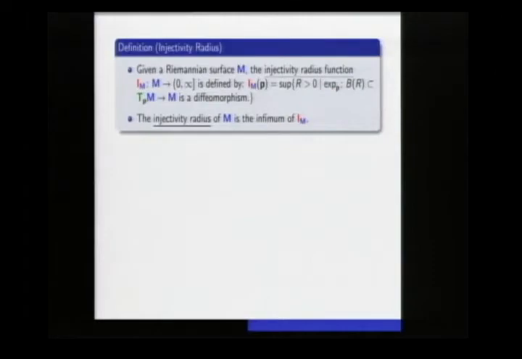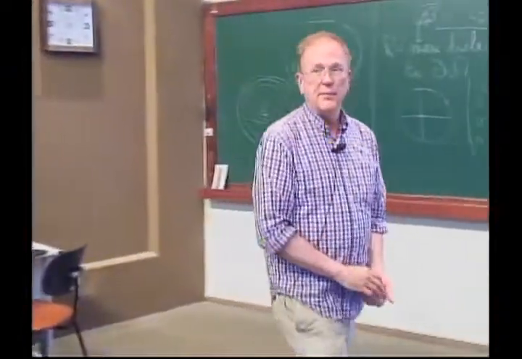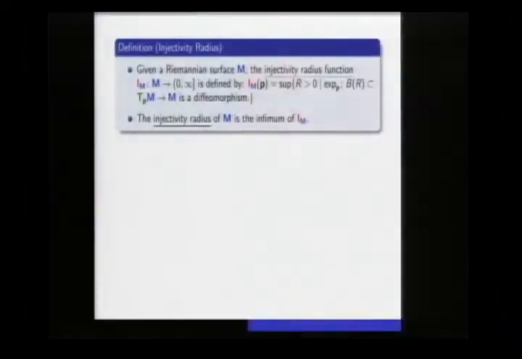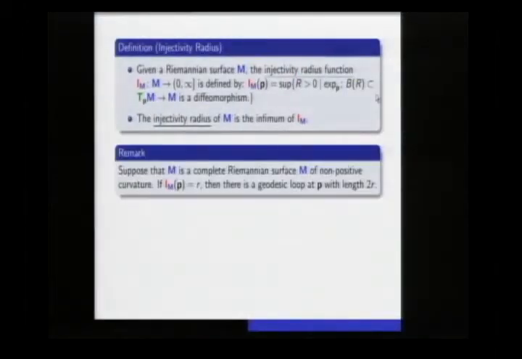So the injectivity radius function is the sup of the radii where you have a diffeomorphism, where you have these nice coordinates. And the injectivity radius of the manifold is the infimum of all those positive numbers. So at each point, you get a positive number. If you have boundary on the surface, then this number is going to be 0. So that's something to keep in mind. Anyway, that's called the injectivity radius, and it's related somehow to the geometry of the surface.